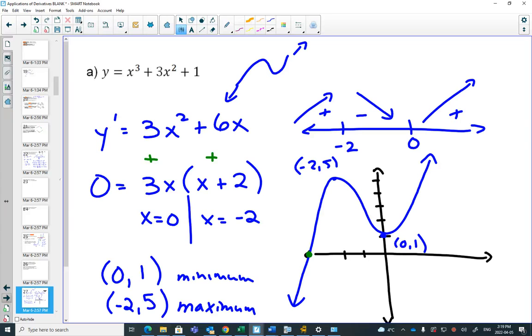Usually we also label all of our intercepts. The y-intercept is already done. The x-intercept, unfortunately for this one, is not easy to find. The best that you could do would be to use either your graphing calculator or you could use the cubic formula. Just like there's a quadratic formula, there's a cubic formula. And they get really nasty really quick.